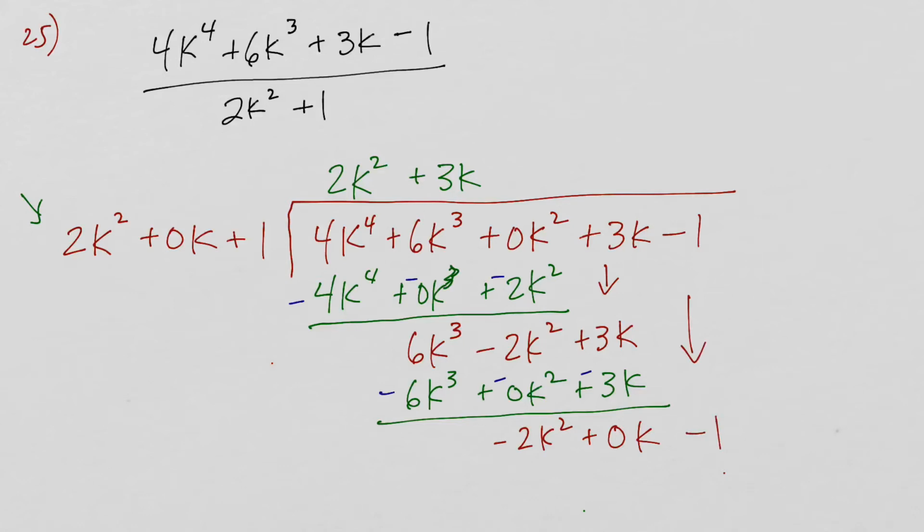Finally, I look at just the first term. It's a negative 1 that I'd have to multiply by. So I put that there and I start multiplying. I get negative 2k squared plus 0k. 1 times negative 1 is a negative 1. I subtract. Those are identical, so I have a remainder of 0. So my answer is right up above. I'm going to write it down again.